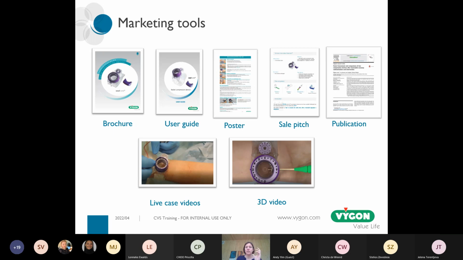The marketing tools. For this product, you have a lot of marketing tools. You have the brochure, you have a user guide, a poster to put in the cath lab. You have a sales pitch with all the benefits, with the answers to objections. You have publications, and I have created a document with all the information in short documents, so you will have all the information for each publication. And you have live case videos and a 3D video.